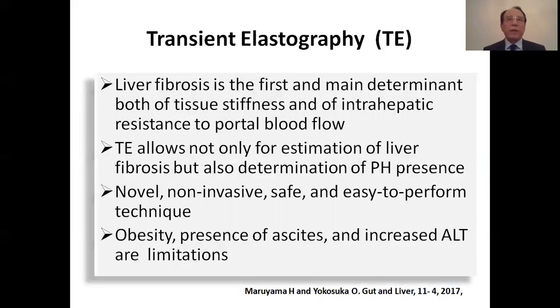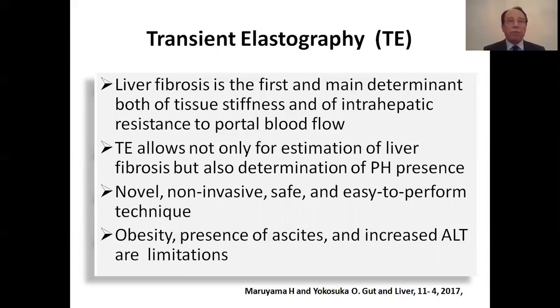Transient elastography is a novel, non-invasive, safe, and easy to perform technique that gives information on the level of fibrosis by measuring liver stiffness through the transmission of mechanical waves into the liver tissue and after analysis of the wave propagation and liver tissue deformation. Liver fibrosis is the first and main determinant both of tissue stiffness and of the intrahepatic resistance to portal blood flow.